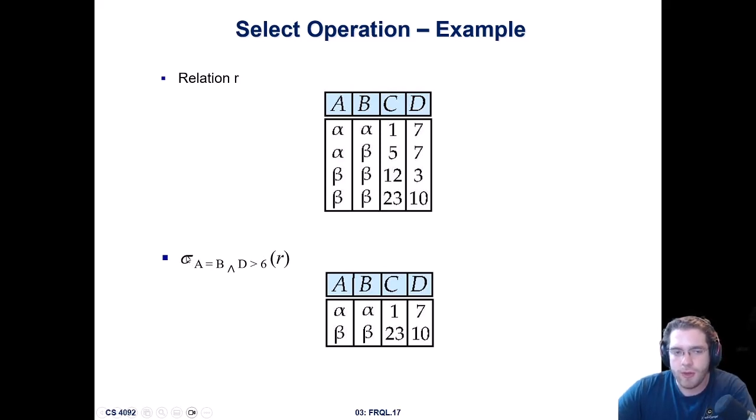So I'm going to say select from my relation R where A is equal to B and D greater than 6, okay? So A is going to be equal to B. We see here A and B are equal in this scenario. And now, what is my D value? That's greater than 6, so I'm going to bring them into here.